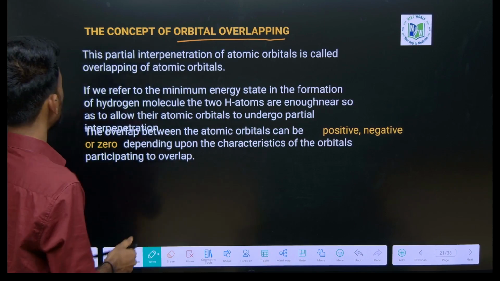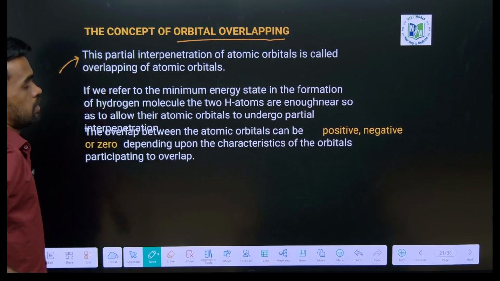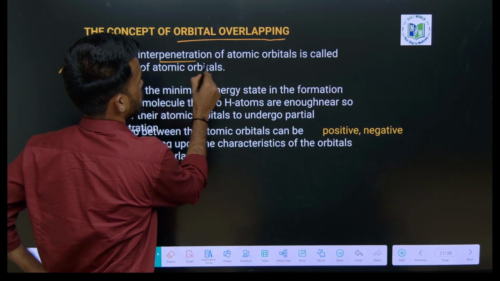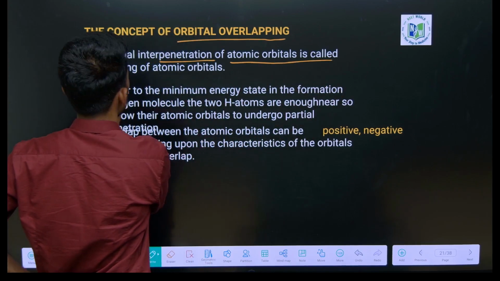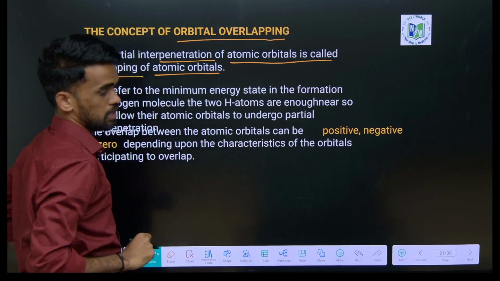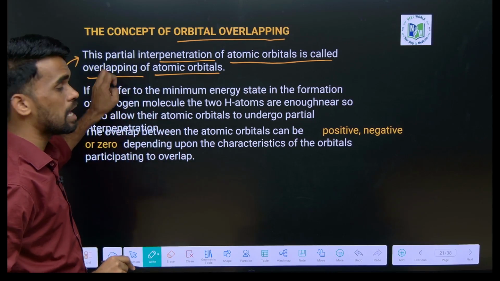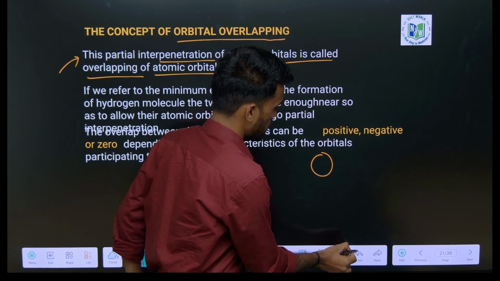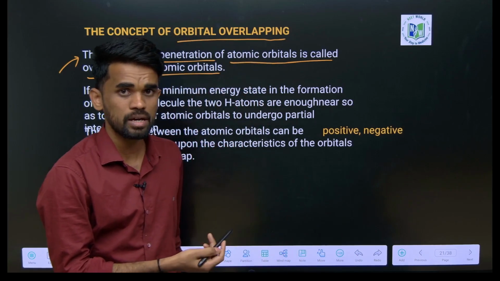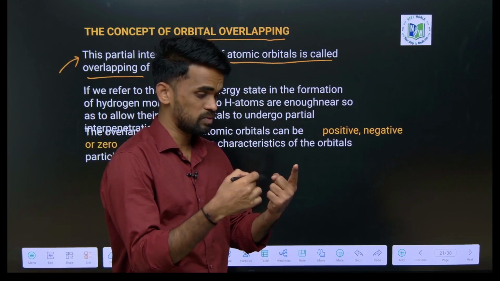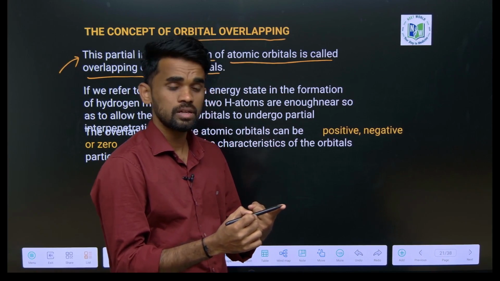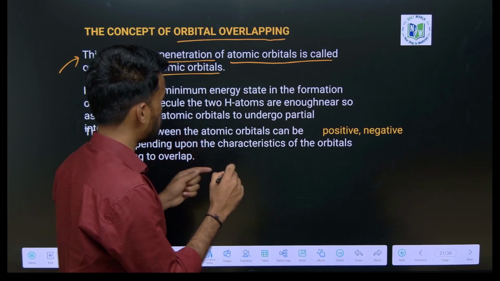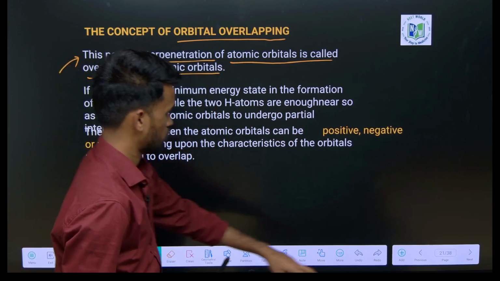See, the partial interpenetration of atomic orbitals is called overlapping of those atomic orbitals. Okay, so this overlapping, like I just told you, can be of three types. It can be a positive overlapping, a negative overlapping, or a zero overlapping. What exactly are positive, negative, and zero overlapping? Let us see.